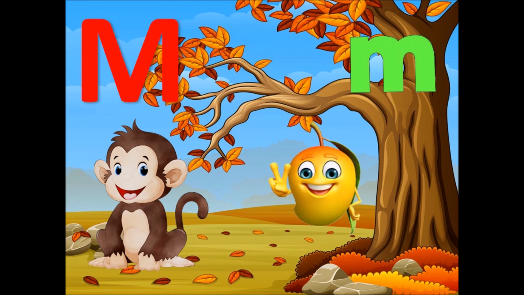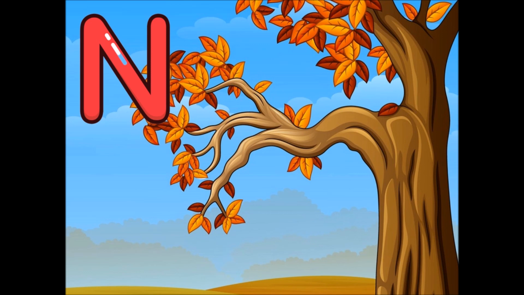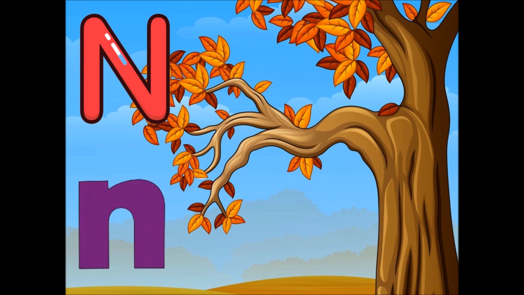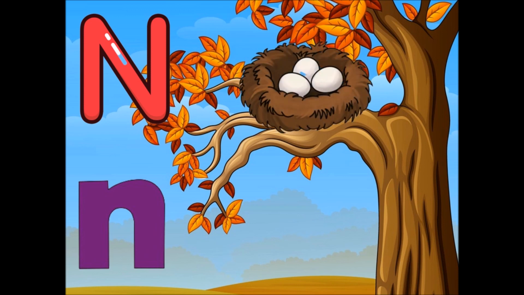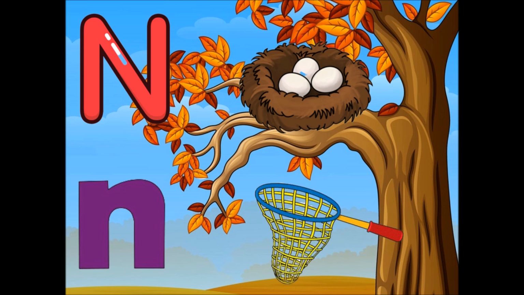M for mango. This is the letter N. This is capital letter N. This is small letter N. N phonic sound is N. N for nest. N for net.